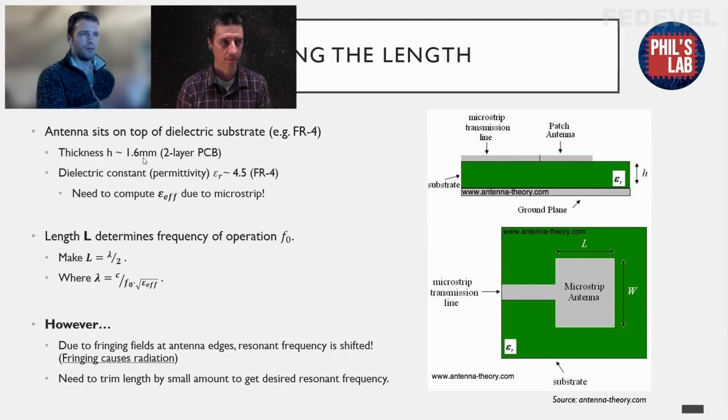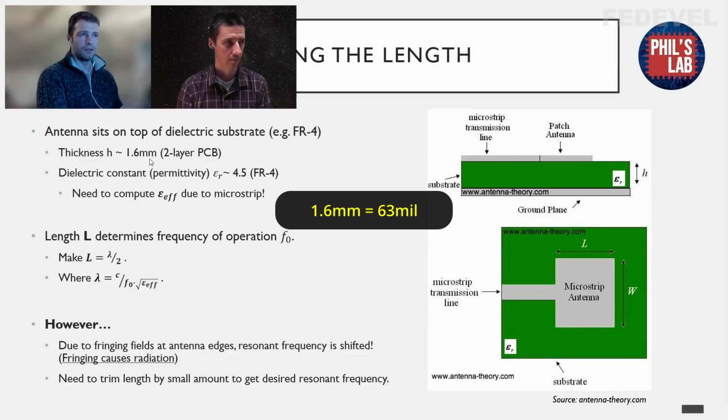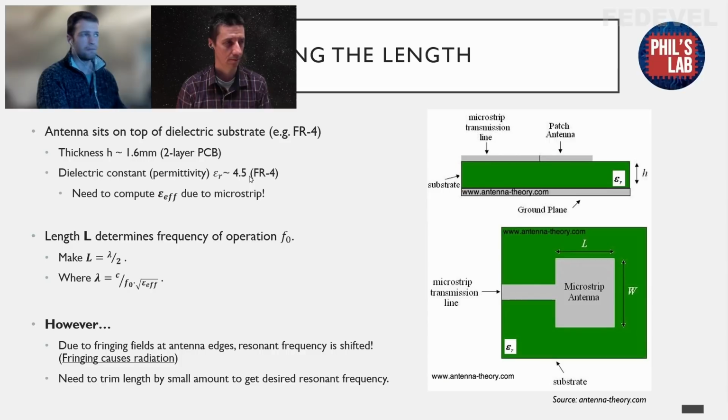So I've gone with a standard 1.6 millimeter two-layer board with a permittivity of about 4.5. So 4.6 is usual-ish. For my manufacturer, that's about 4.5 they quote.